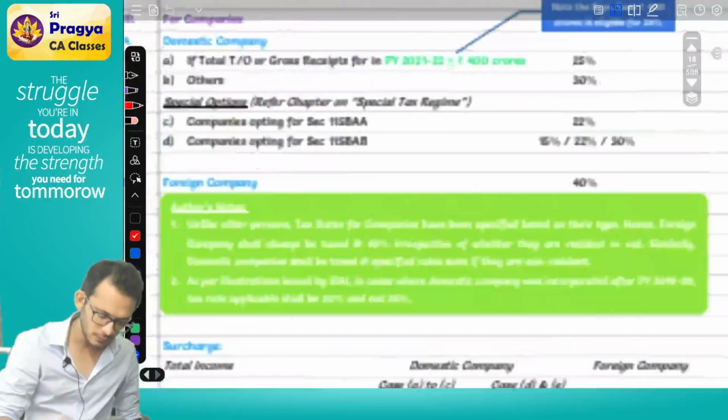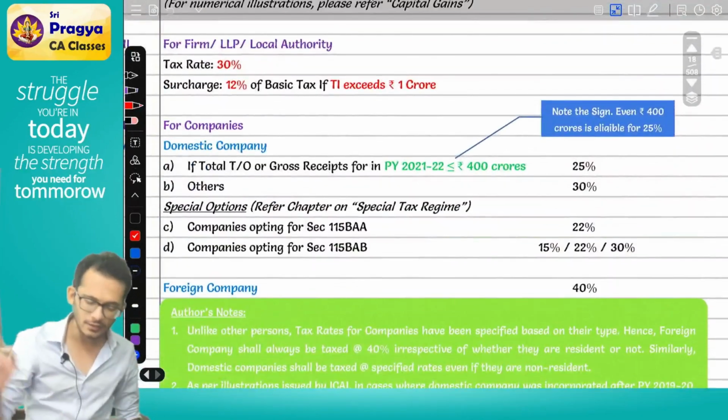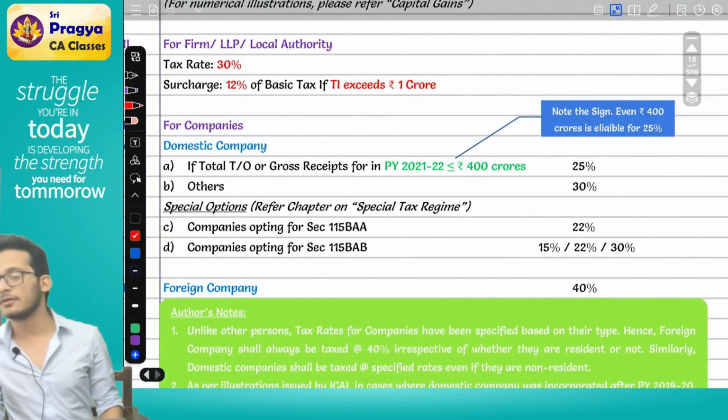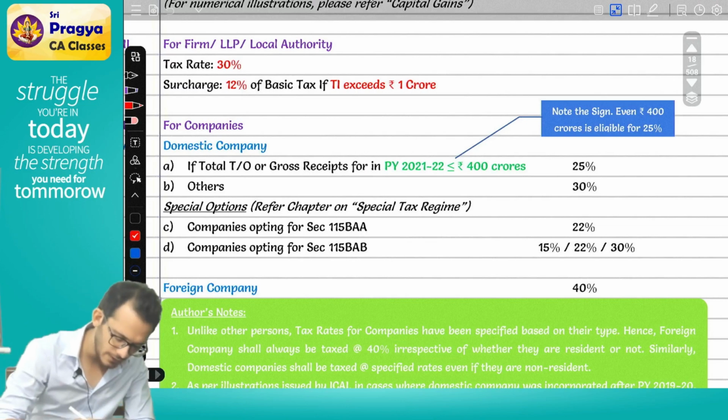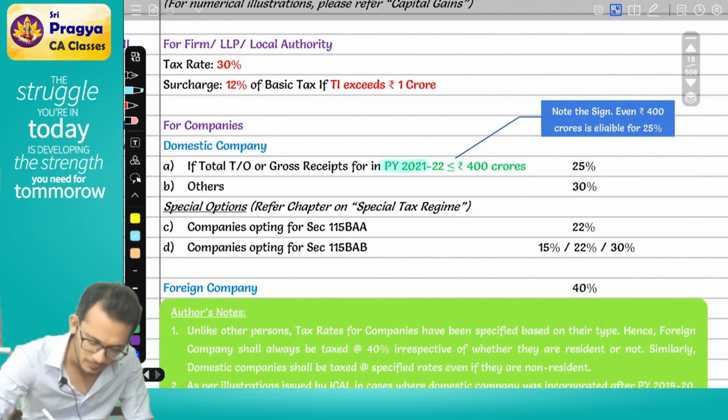In your concept books, you will find this rate on page number 11. You will see the turnover, previous year 21-22, less than 400 crores. Please highlight that in amendment pen.